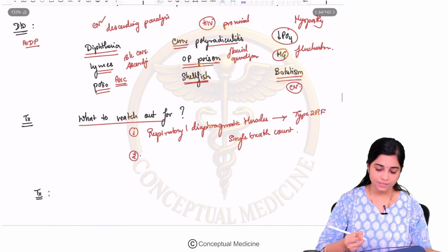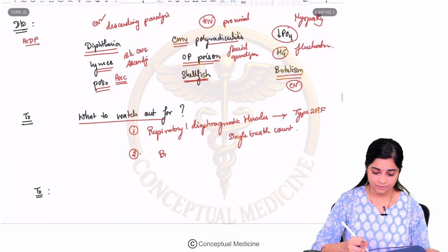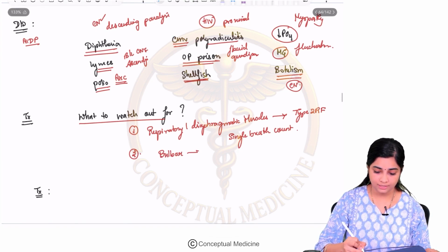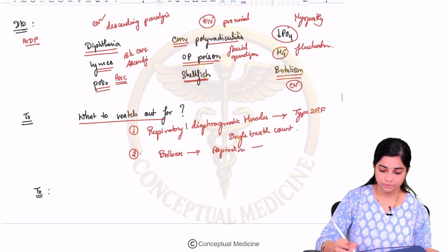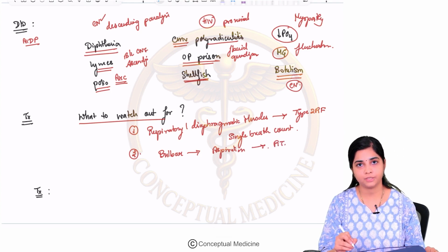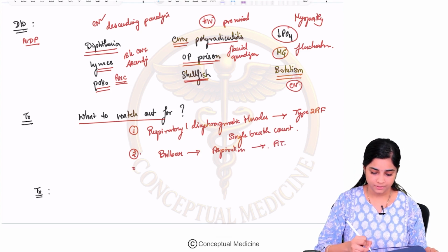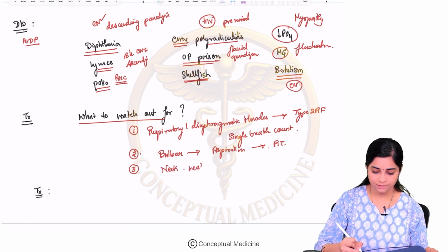Two, they can have bulbar weakness, and a high chance of aspiration, right? So you have to put them on a Ryle's tube. Three, you can have neck weakness, right?